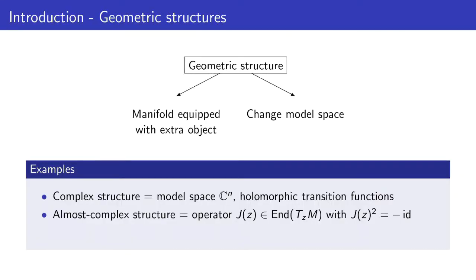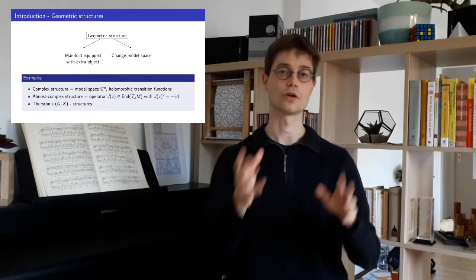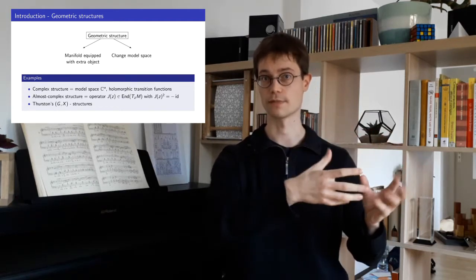Conversely, if your manifold is a surface, you can always get from an almost complex structure a complex structure. This is not true in general, where you need some integrability condition, where the obstruction is given by the Nijenhuis tensor. Another big class of examples is given by Thurston's (G,X) structures. I will not say anything about this, just for those who know about it, this is another example of the second kind, where you change your model space.